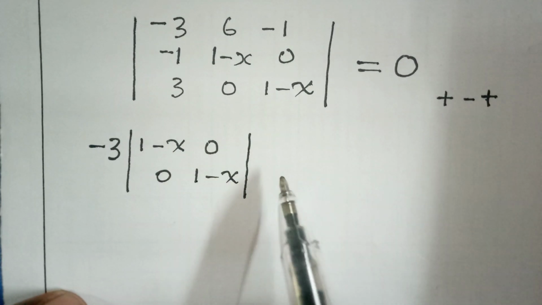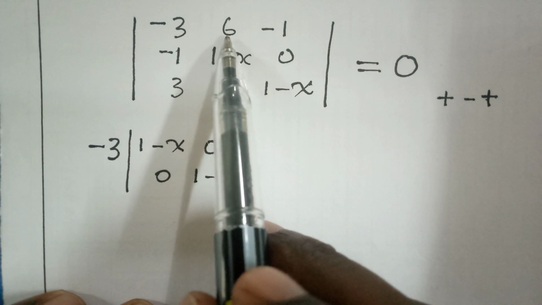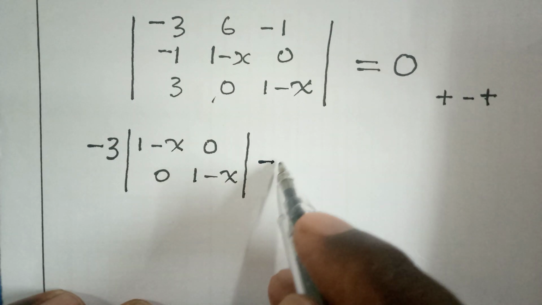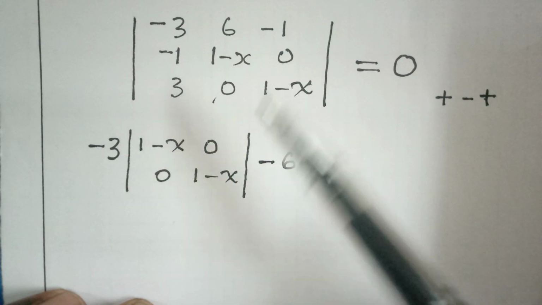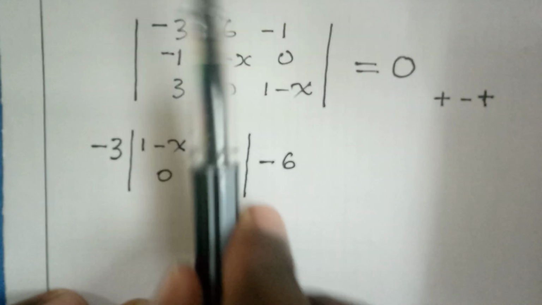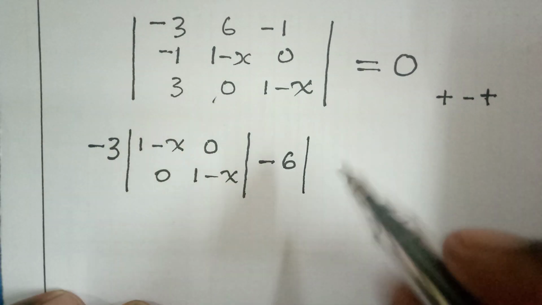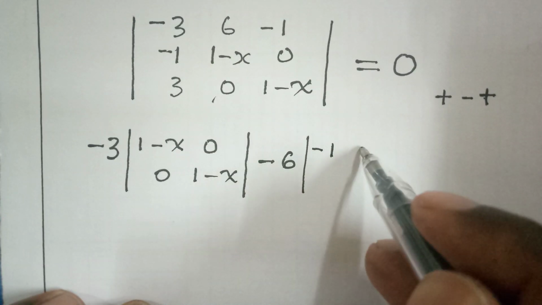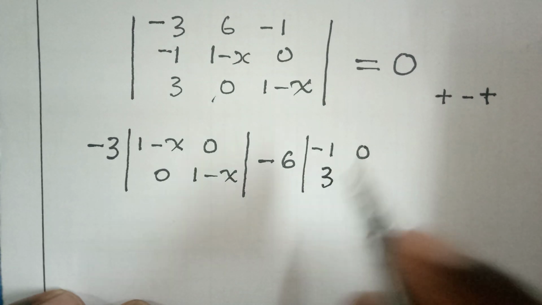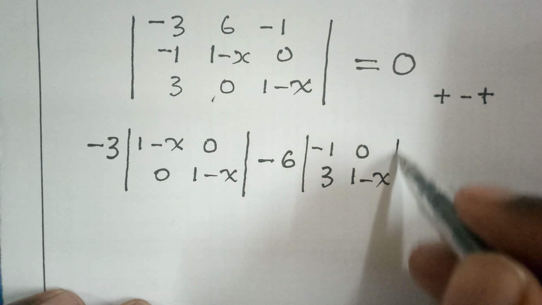Now for the second, that is the second digit, which is 6, you have to apply this negative. So you have a -6. Then you cover the row for that 6 and the column for that 6. Whatever remains is what now we are going to write as our 2 by 2 matrix. That is -1. Then we have 0. We have 3 there. And guys, we have 1 minus x, like that.